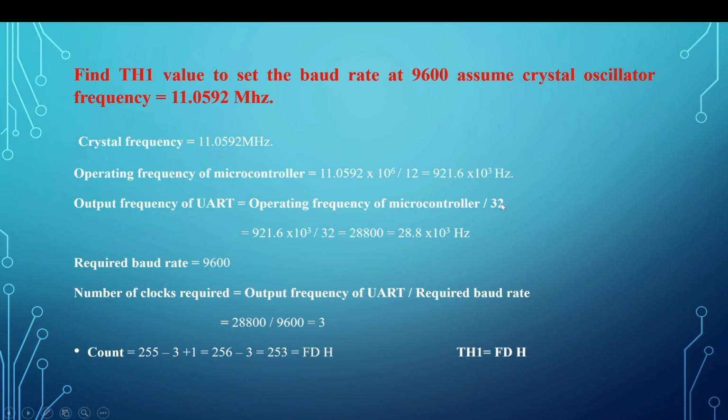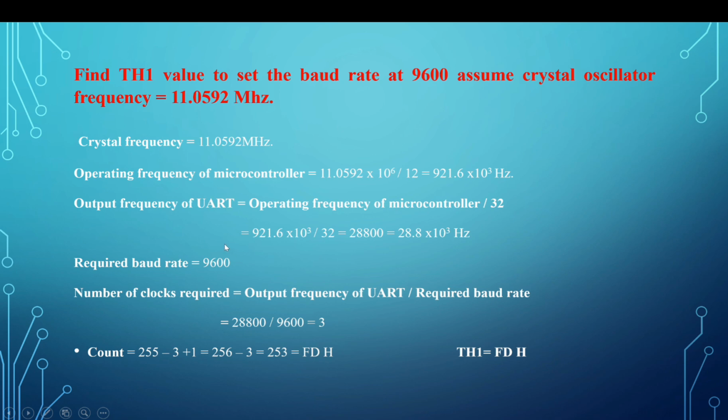We will see what 32 and 16 are at a later stage. We assume here that it will be divided by 32. So the frequency becomes 28.8 kilohertz, which means 28,800 hertz. Now, the timer is running through an oscillator, and the timer is operating at a frequency of 28,800 hertz, and I want 9600 as the baud rate.